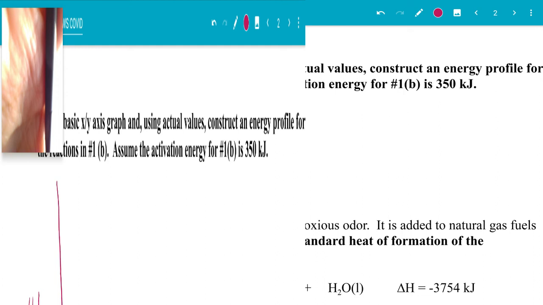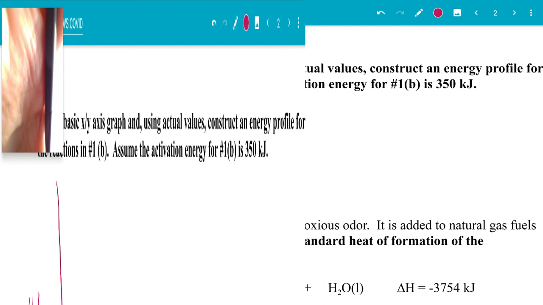All right, so that's your general energy diagram, and this is the whole purpose of what we're doing in these problems right now. Okay, we're scooting back up. Okay, ethane thiol is a liquid with an obnoxious odor. It is added to natural gas fuels, so gas leaks can be detected by your nose. What is the standard heat of formation for ethane thiol?